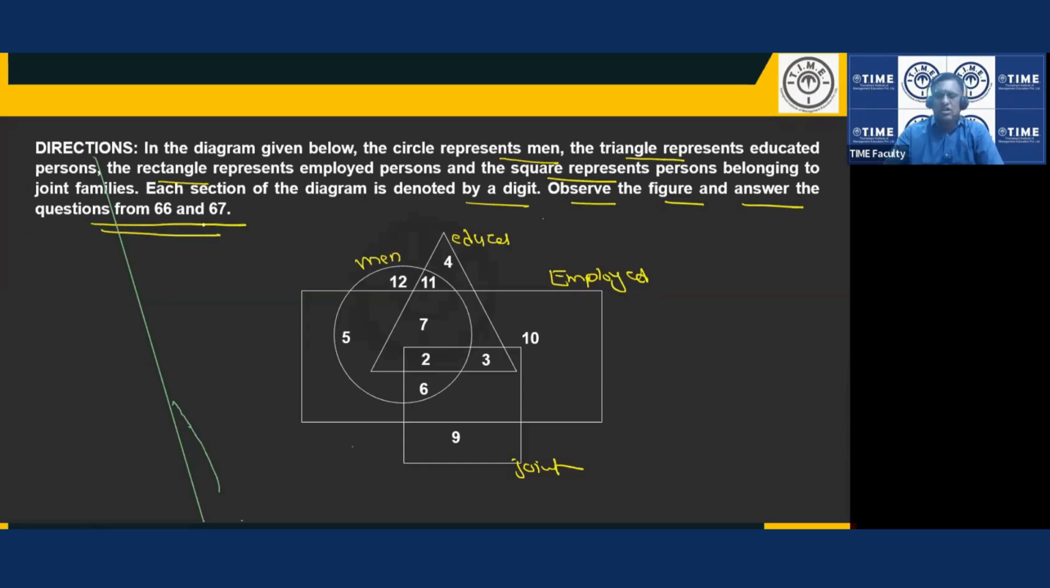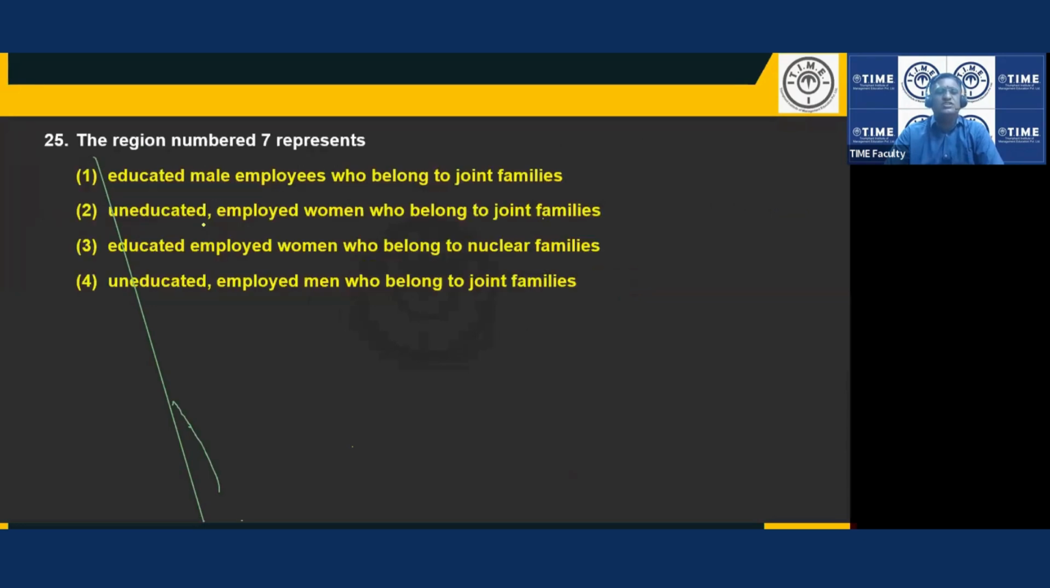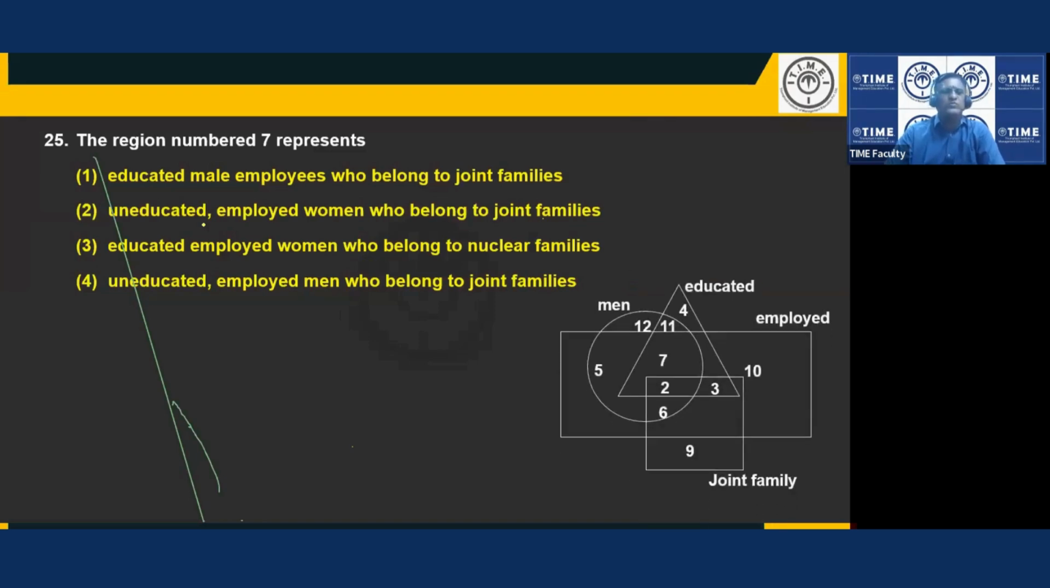Two questions. Next, question number 25. The region number 7 represents. There is a small mistake here as well, I will show you. The region number is 7. 7 is here, which is a part of the men circle, which is a part of the triangle educated, which is a part of the rectangle employed, but it is not a part of the joint family.